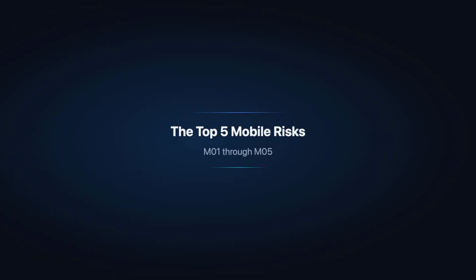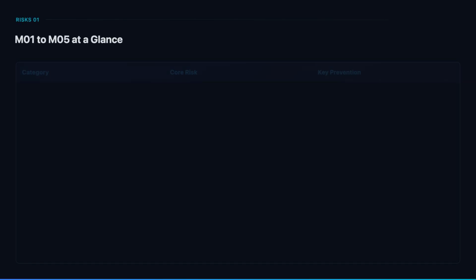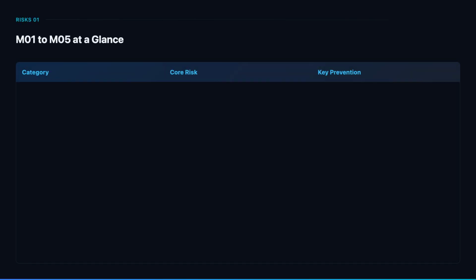Let's start with the 5 most critical mobile security risks. These represent the most common and impactful vulnerabilities found in mobile applications worldwide. Here are the first 5 OWASP Mobile Top 10 categories with their core risk and primary prevention strategy.